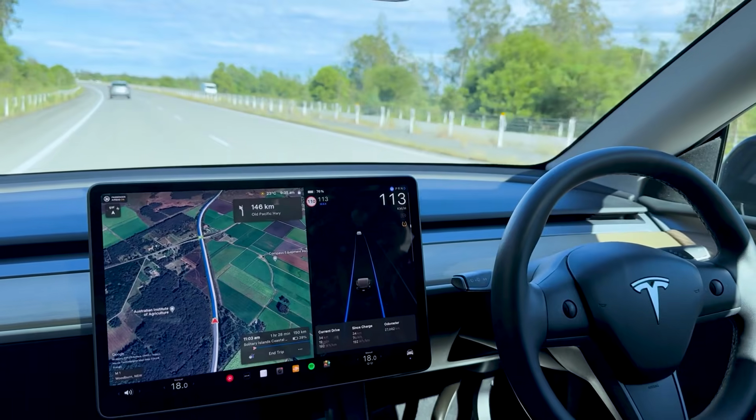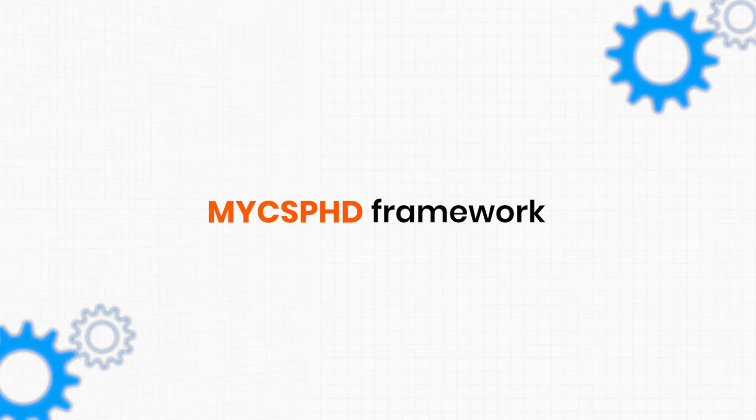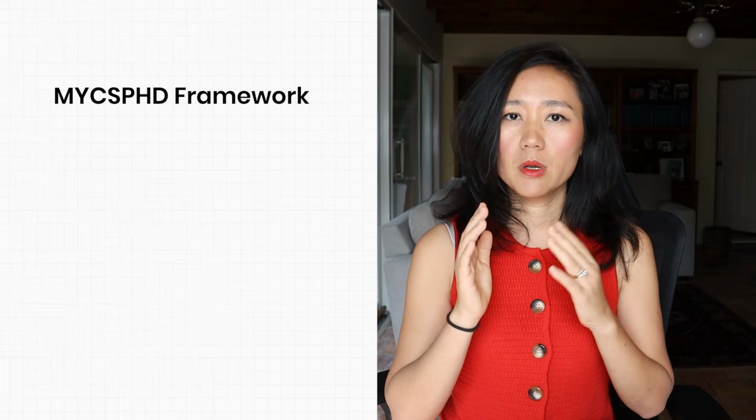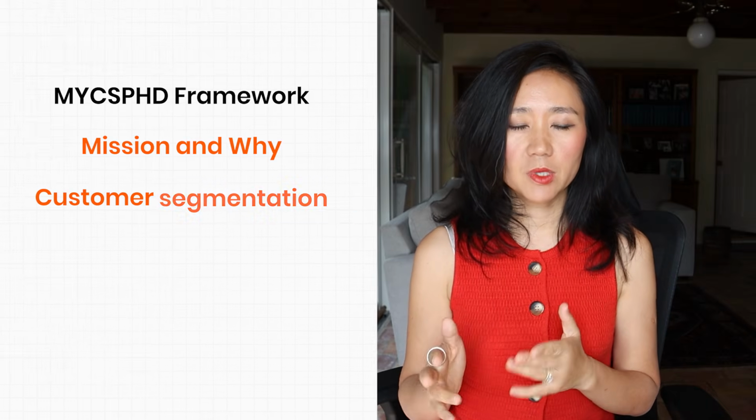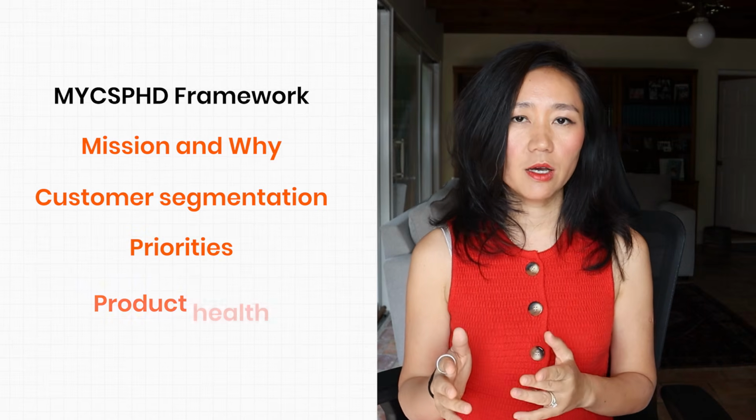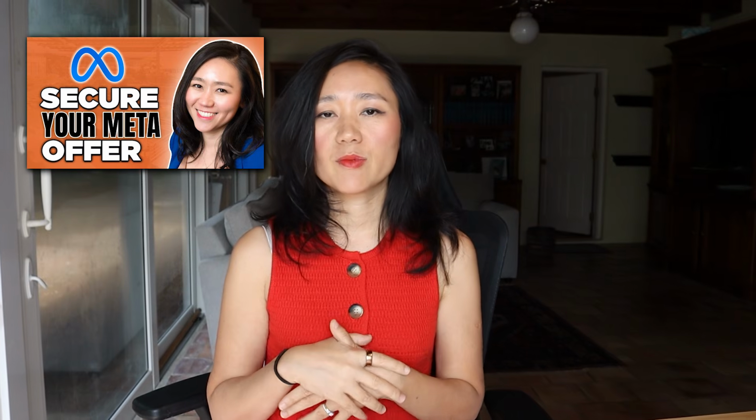Now let's talk about the product metrics question. It could be, what are the success metrics of the Google self-driving car? I have a separate framework to help you quickly get to the correct product metrics. It's called my CSPHD framework, which stands for mission and why, customer segmentation, priorities, product health, and de-risk. I have a separate video giving you a breakdown of my CSPHD framework.